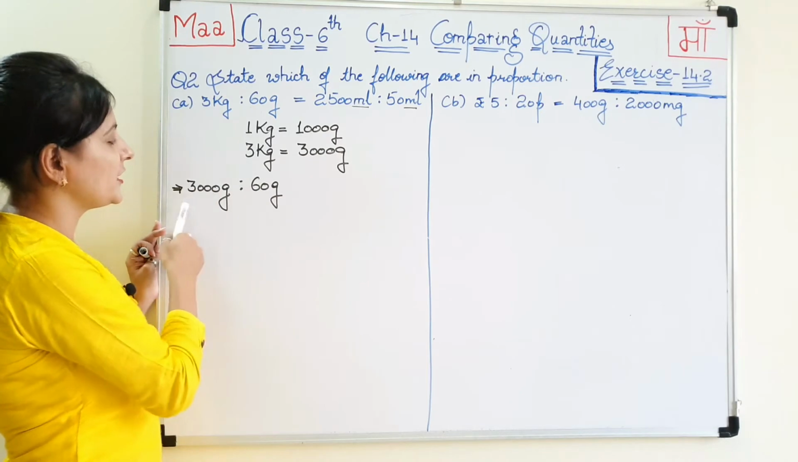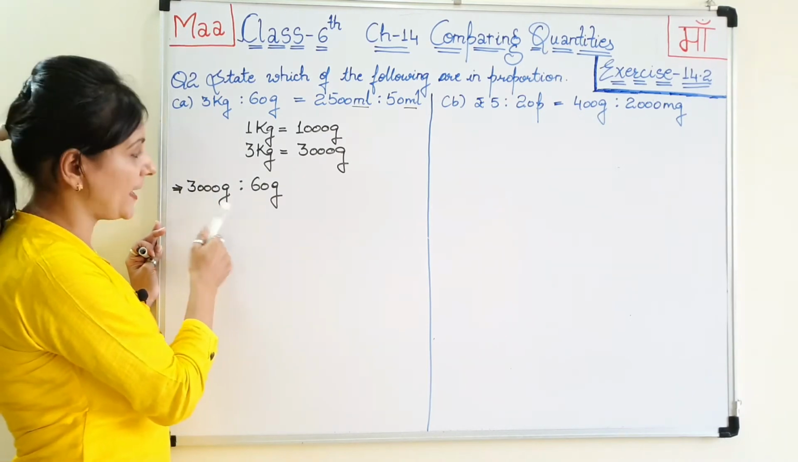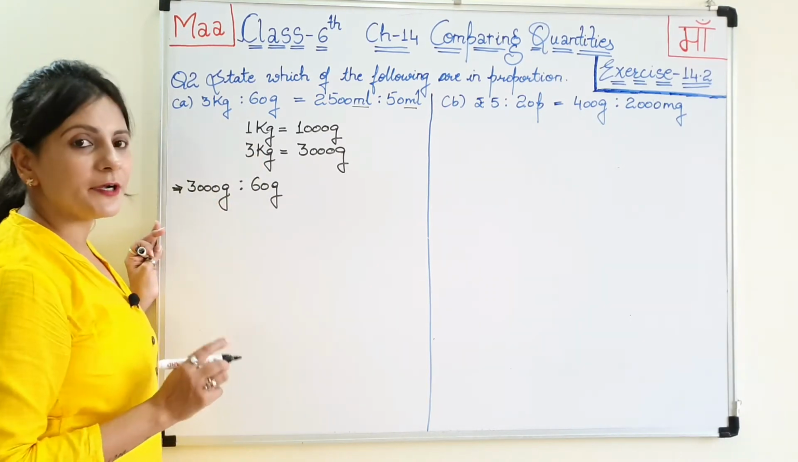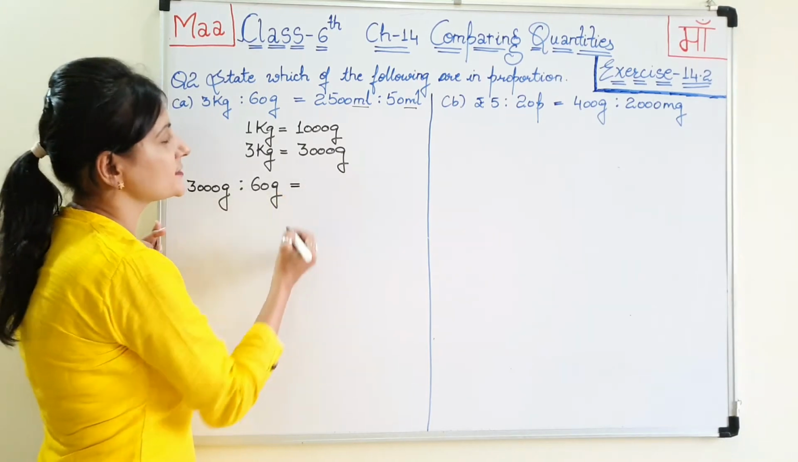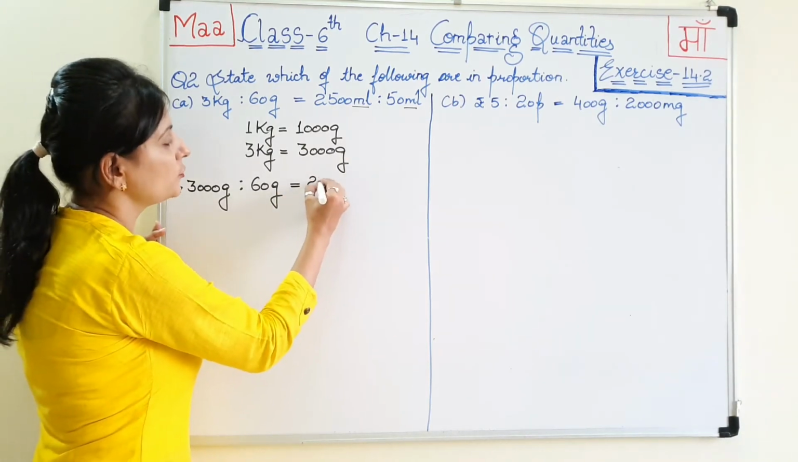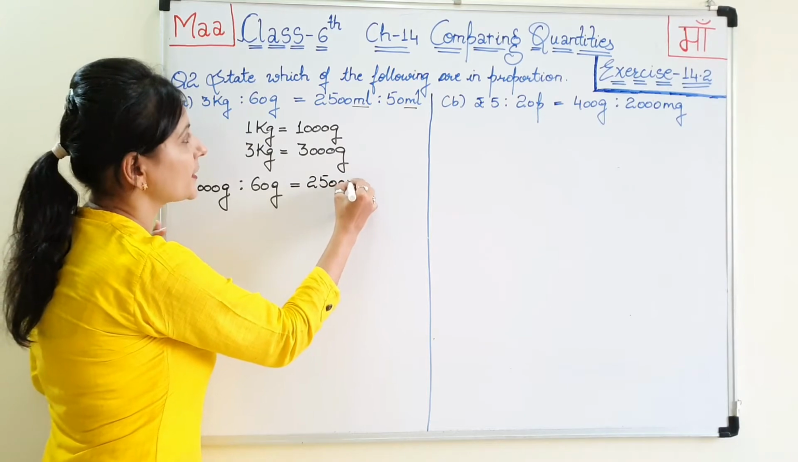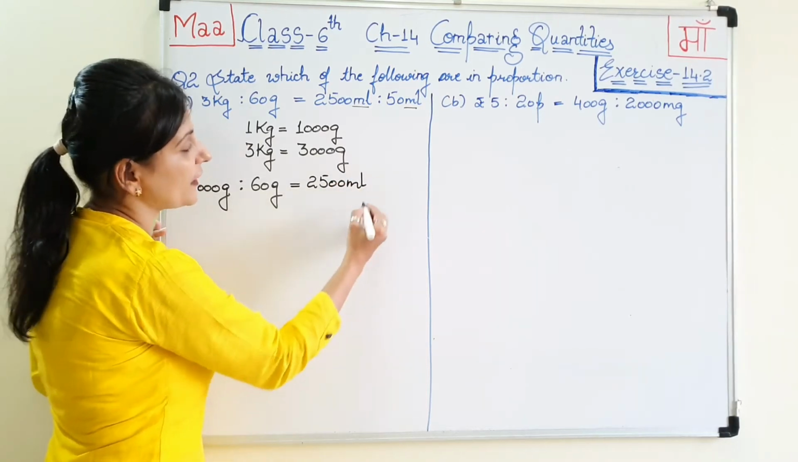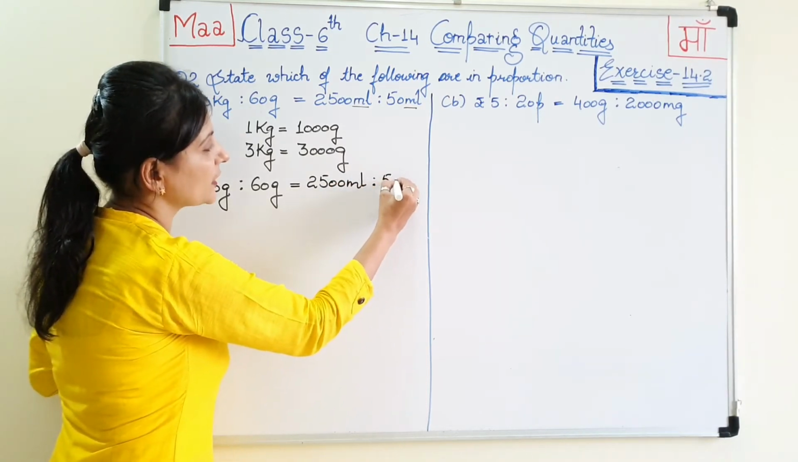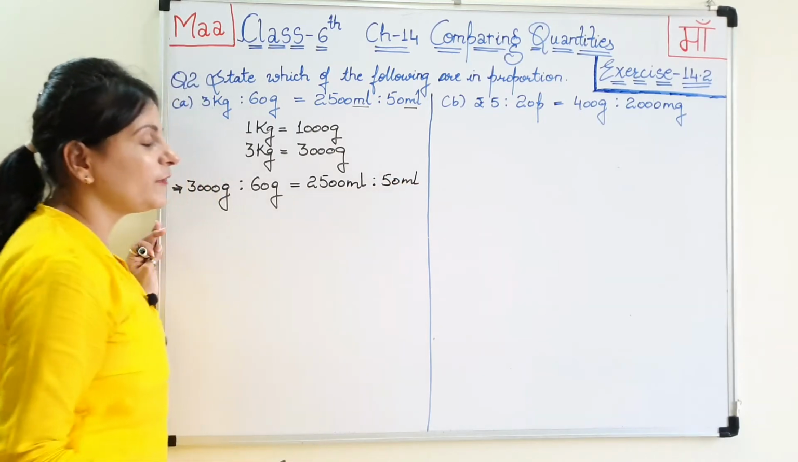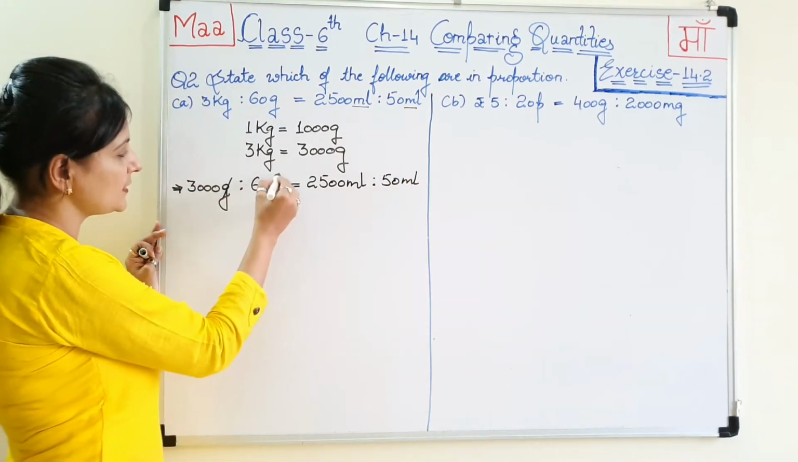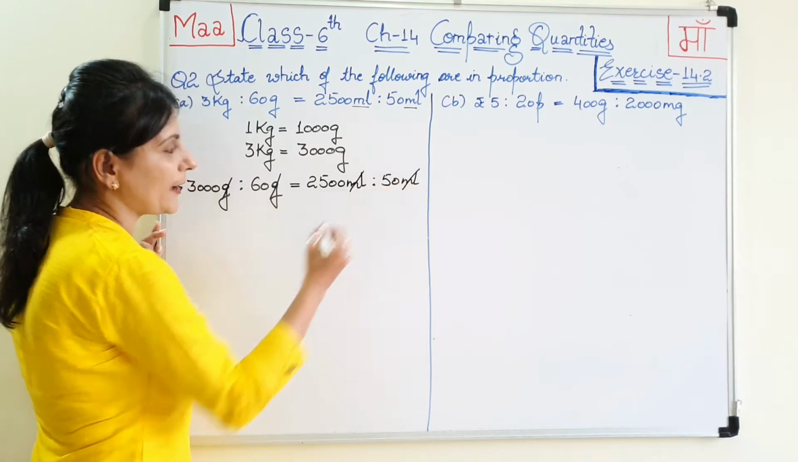In case of 3 kg I have written 3000 gram and 60 gram I have written as it is, and towards the right hand side both the units are same, so it will come as it is, 2500 milliliter and 50 milliliter. Now we have to cancel the value. So here you can see that units are cancelling, gram and gram.